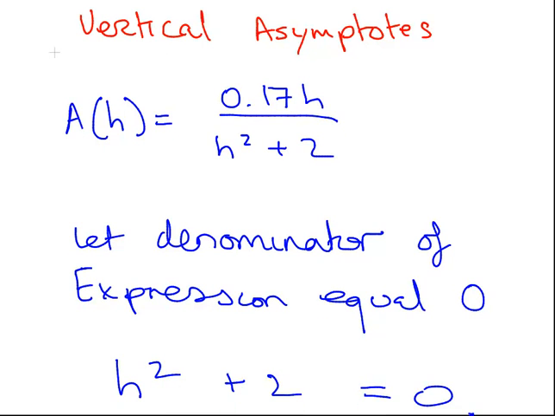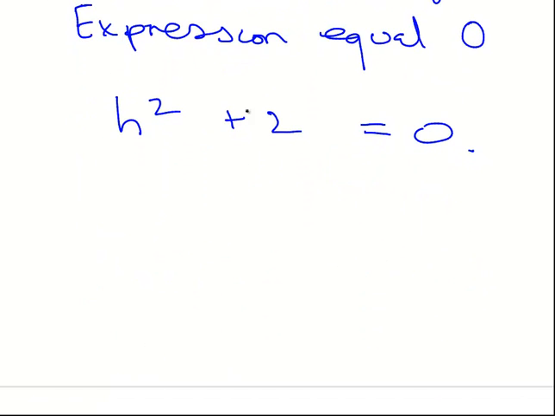What we're going to do is look for the vertical asymptote, and this is our expression: a of h equals 0.17h over h squared plus 2. The procedure for finding vertical asymptotes is to let the denominator of the expression equal 0. So h squared plus 2 is equal to 0. h squared is necessarily equal to minus 2, and h is therefore the square root of minus 2. That actually does exist.